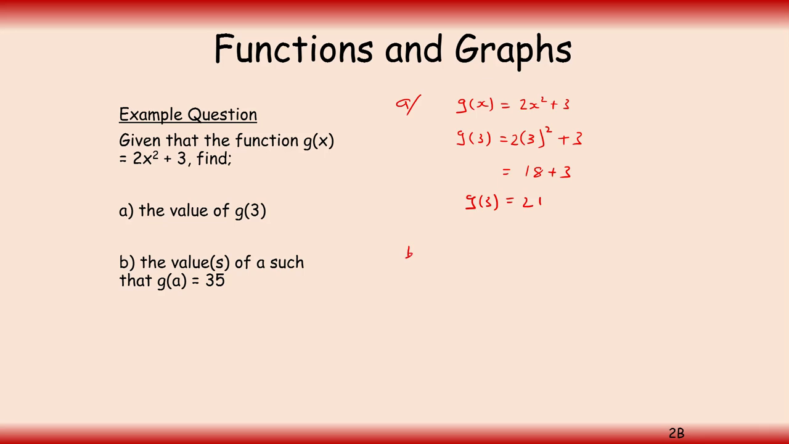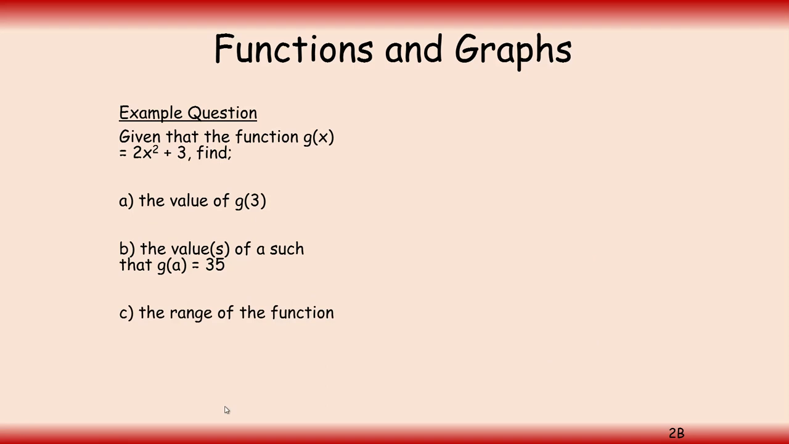And for part B, g of a equals 35. That means 2x squared plus 3 equals 35. I know you can solve this. 2x squared is going to be equal to 35 minus the 3, which is 32. So 2x squared equals 32. x squared is going to be equal to 32 divided by 2, which is 16. It's x squared, so x is going to have two values, positive and negative, the square root of 16, which is positive and negative 4. So if you want to hit pause, make some notes, and we'll carry on with this question.